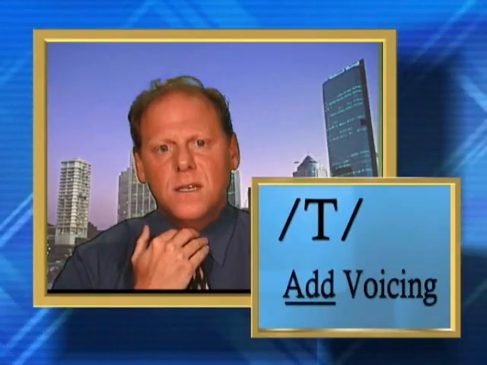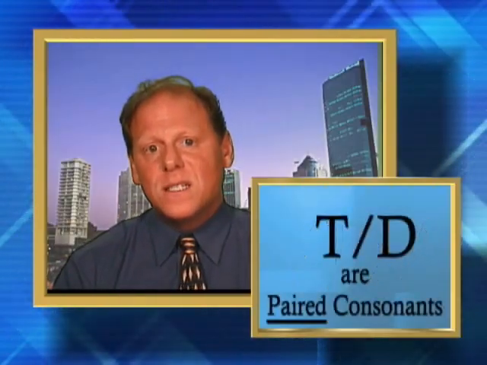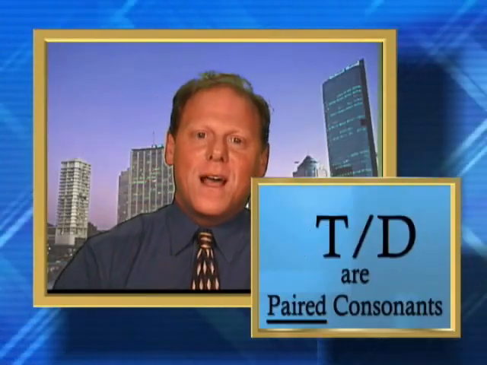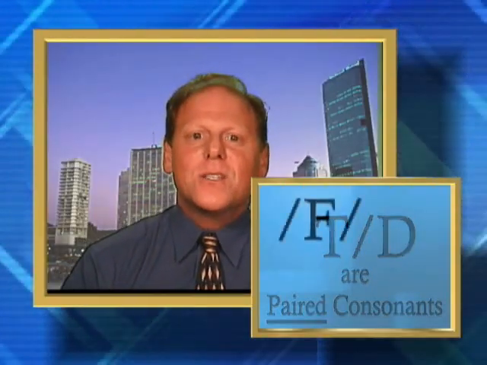T, t, d, d, d. It becomes a D sound. So we say that the T sound, t, t, and the D sound, d, d, are also paired consonants. Okay, now let's look at the F sound, where you're biting down on your lower lip.